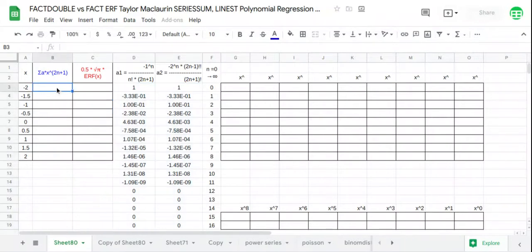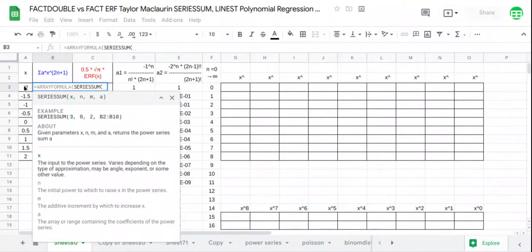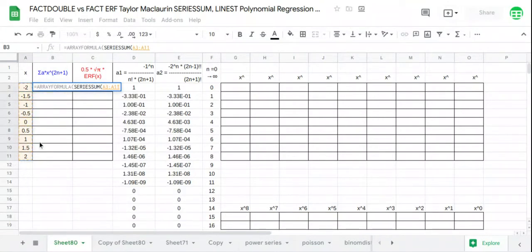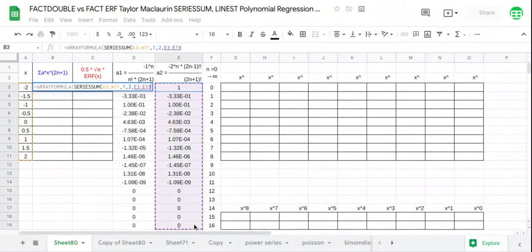We continue with the expansion, which is our formula, series sum of the x values raised to the power 2n plus 1. At n equals 0, 0 plus 1, so it starts from 1. At n equals 1, 2 plus 1, 3. So 1, 3, 5, 7, 9, so the increment is 2. And the coefficient, we can start with the double factorial.